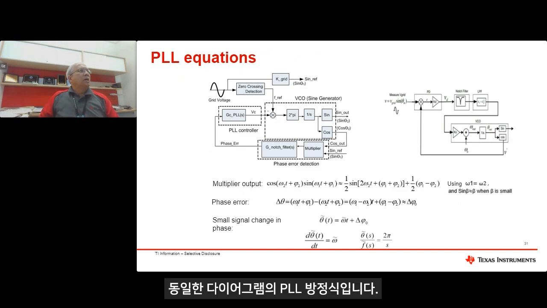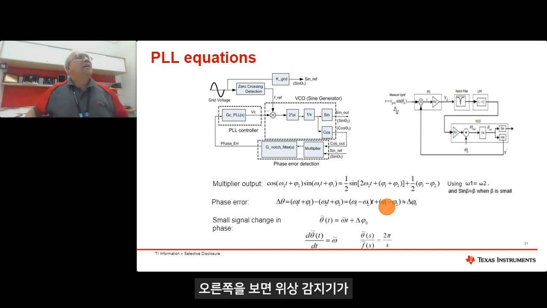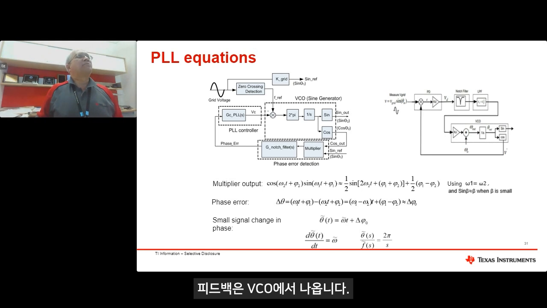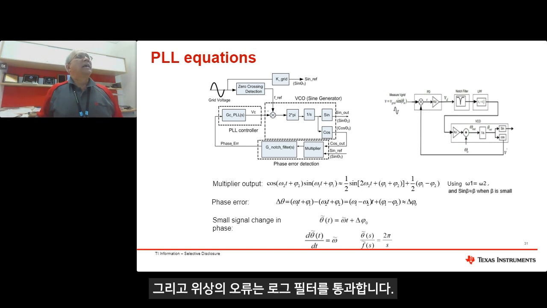Yes, it shows the PLL equations in the same diagram, basically, on both, just drawn differently. If you look at the right side, the phase detector, PD, takes the reference input, and the feedback comes from the VCO, and the error in the phase goes through the notch filter, and then the low pass filtering, and that feeds into the VCO.